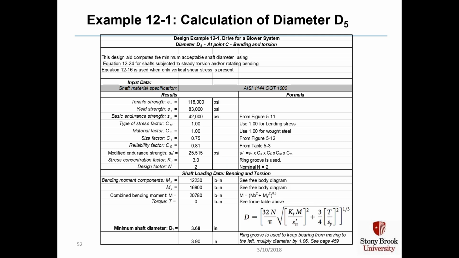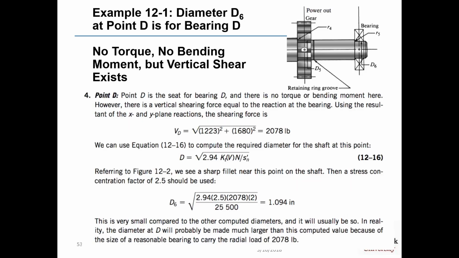Here's our calculation showing the minimum shaft diameter. We got the 3.68 inches, and then in the bottom row we multiplied by 1.06 to bring 3.68 inches up to 3.9. Again, the torque was 0 here, but that large stress concentration factor of 3 bumped up the value and got us a larger value than what we calculated previously.